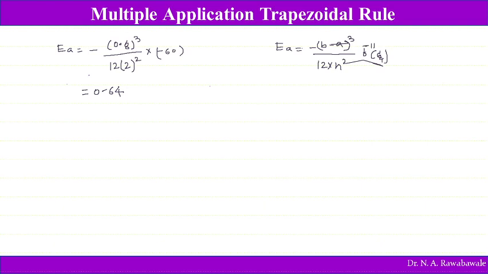Now let us consider another example for multiple application of the trapezoidal rule. We integrate a new function to validate: integration from 0 to 1 of 1 divided by 1 plus x dx, using the trapezoidal rule.